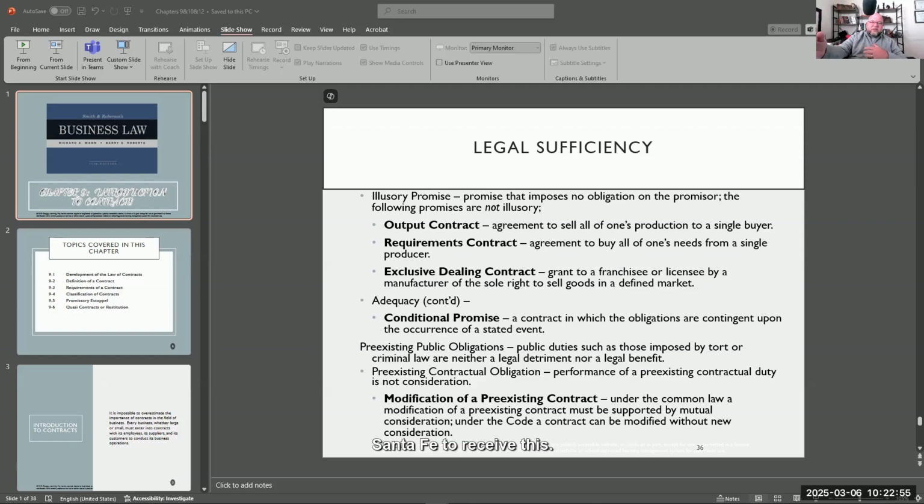You're under contract with Santa Fe to receive this. You have a contract with Santa Fe to receive an education. Part of that education is a business law class, which I'm under contract with Santa Fe to teach. And so we have two contracts already existing. There could not be a contract between us for the exact same thing because it's already been taken care of under contract.